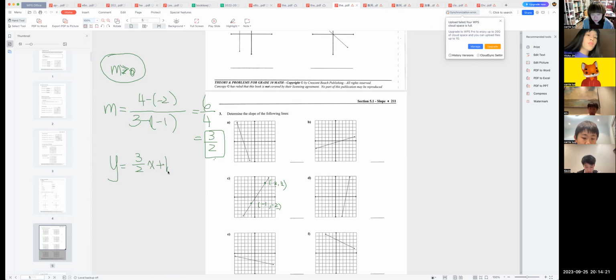So plus b. After you get m, Kevin, you immediately put it back to replace m. So y equals 3 over 2x plus b. Correct, Andy? Okay, so now you put in a point. So negative 2 equals 3 over 2 times negative 1 plus b. So negative 2 equals negative 3 over 2 plus b. So b equals negative 1 over 2.